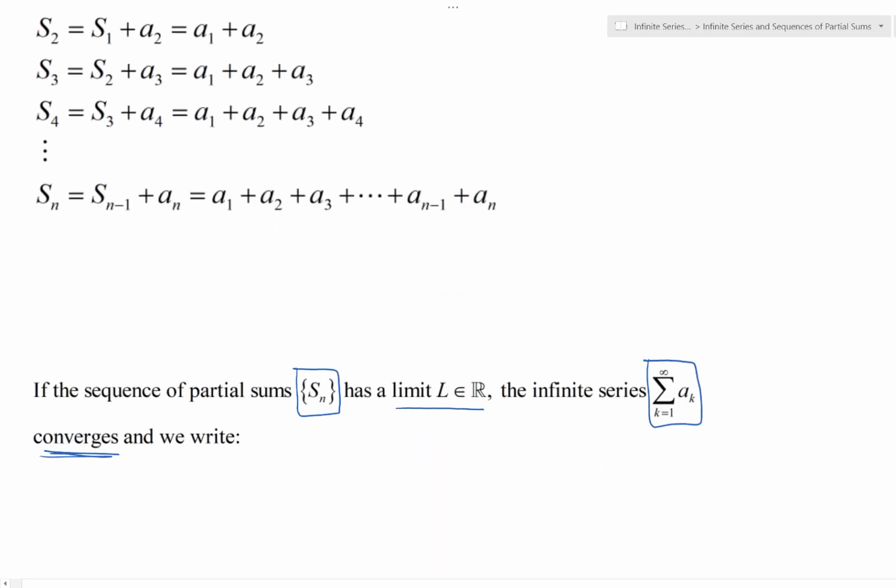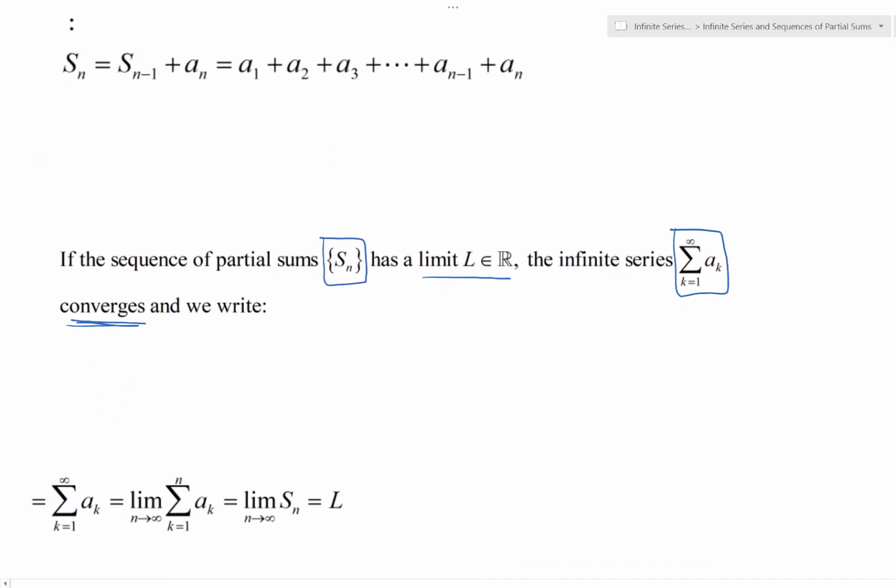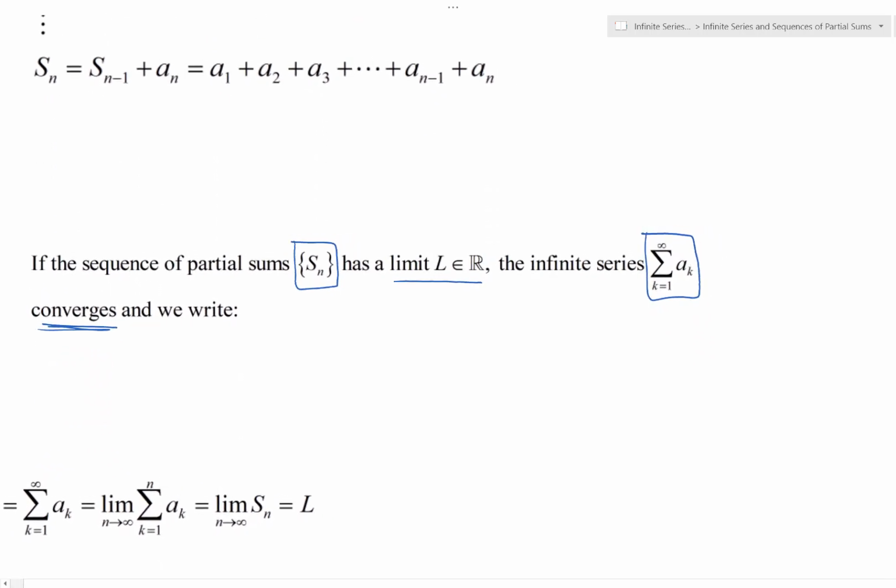and we're going to write that the series itself, the series of a sub k's, is the same as taking the limit as n goes to infinity of adding up the first n terms, which is just the same thing as saying the limit as n goes to infinity of the nth partial sum, and that, if it's converging, equals L. So really, the limit of the sequence of partial sums is the same thing as the infinite series itself.